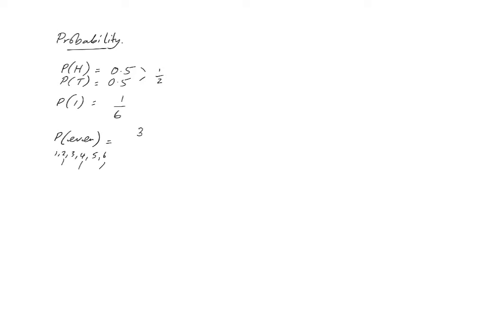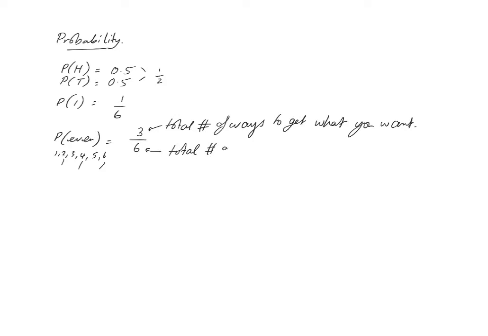In case you've forgotten, it's 3 out of 6, where 3 is the total number of ways to get what you want. In the book, it says number of successful outcomes. Again, I don't really like the way it does that. And 6 is the total number of possible outcomes.